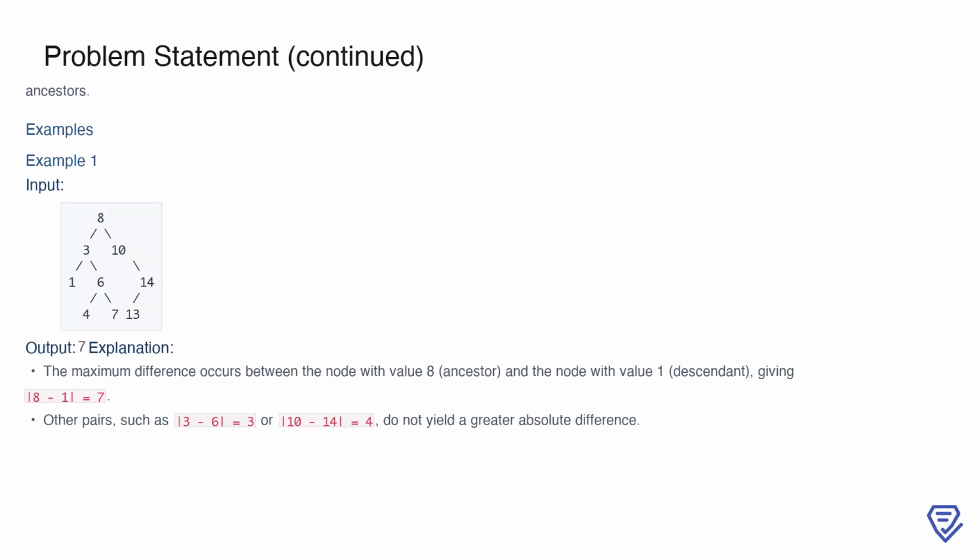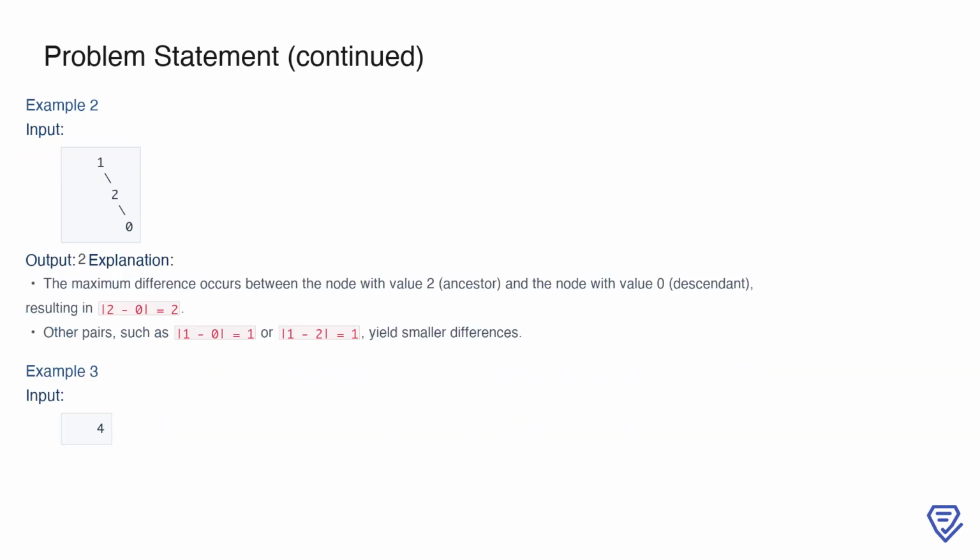To clarify the problem, consider the first example. Here, we have a binary tree where the root node has a value of 8, and its left and right children are 3 and 10, respectively. The tree continues branching, with nodes like 1, 6, 14, and so on. The output for this example is 7. This result comes from the pair of nodes where 8 is the ancestor and 1 is the descendant. The absolute difference between their values is 8 - 1, which equals 7. Other pairs, such as nodes 3 and 6 or nodes 10 and 14, yield smaller differences, so the maximum remains 7.